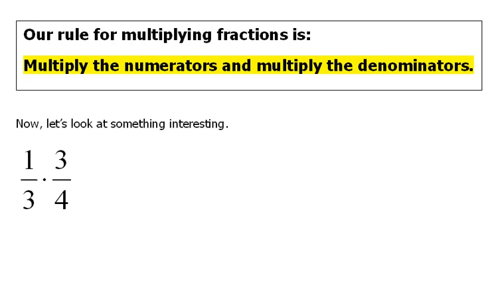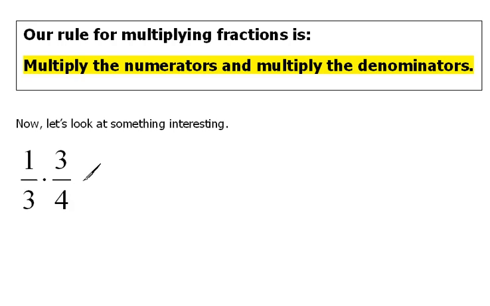Okay, as we just explored and found out, our rule for multiplying fractions is that when we multiply fractions, we multiply the numerators and then we multiply the denominators. So that is our standard basic rule. But I want us to look at something that's very interesting also. Let's say that we had this problem here, 1/3 times 3/4.